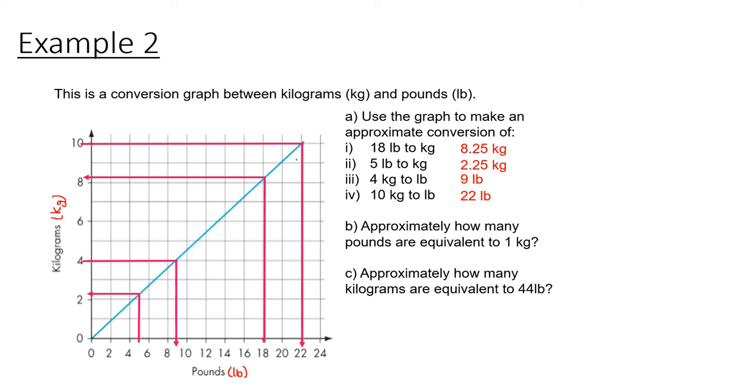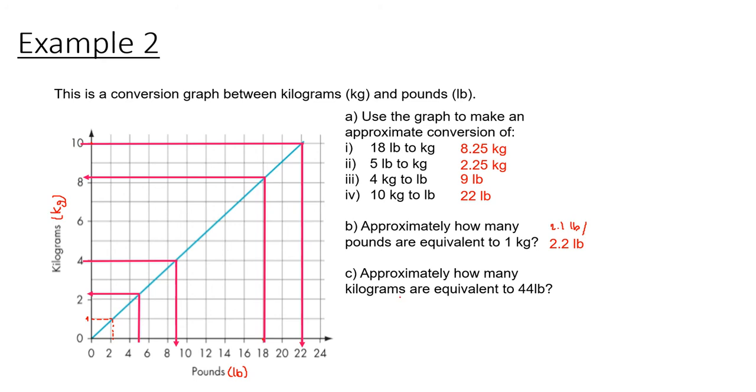Part B says approximately how many pounds are equivalent to 1 kg. So how many pounds are equivalent to 1 kg? Well, 1 kg is there. So if we draw our line, remember, touching that one there, and then down to our pounds, I'd say that's probably about 2.2, maybe 2.1 pounds. Remember, it's an approximation, so it can be about 2.1 pounds or 2.2, depending on how you draw it.